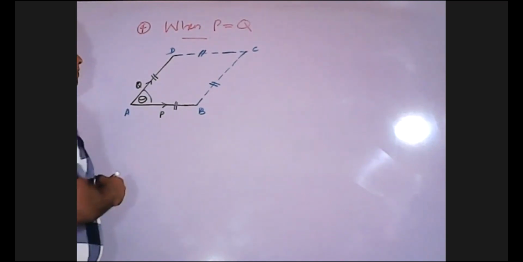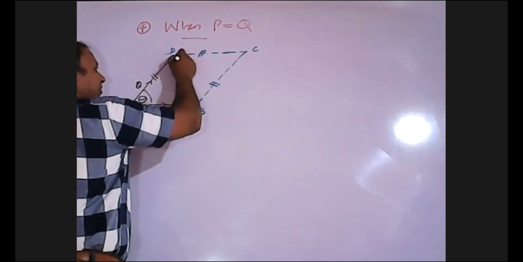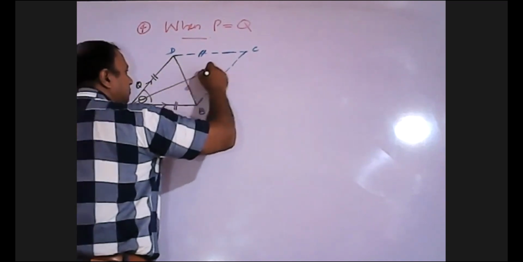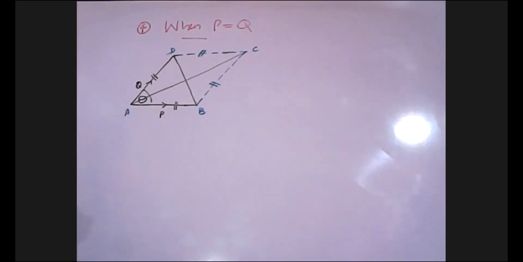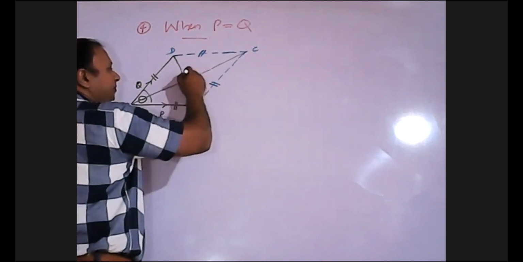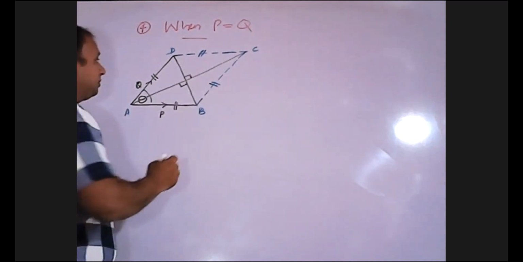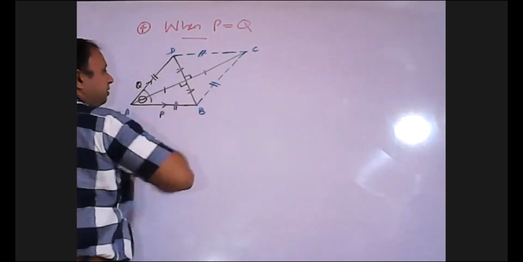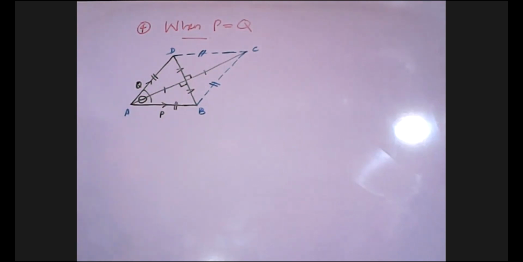You know about the diagonals of a rhombus. What can you say about the diagonals of a rhombus? If it is a rhombus, those diagonals should be perpendicularly bisected, no? This one should be equal, and this should be perpendicular to each other. If it is a rhombus, the diagonals are perpendicular and bisect each other.